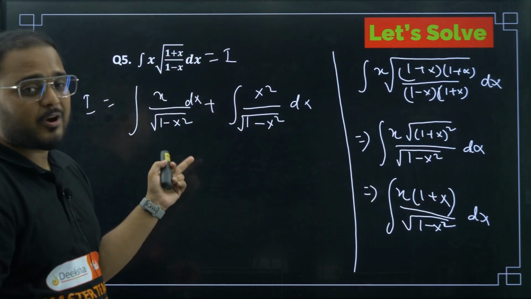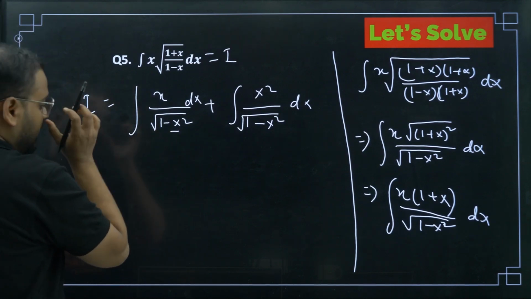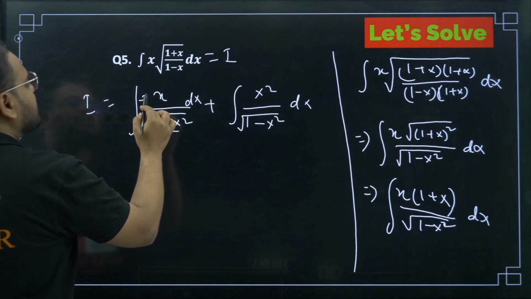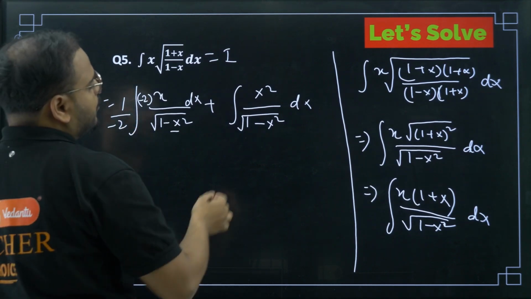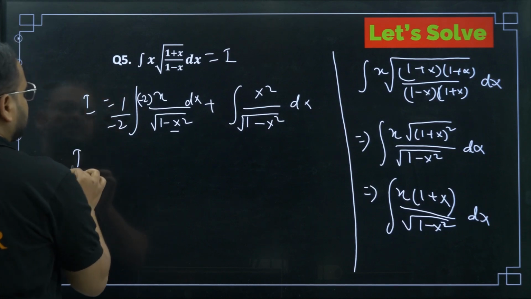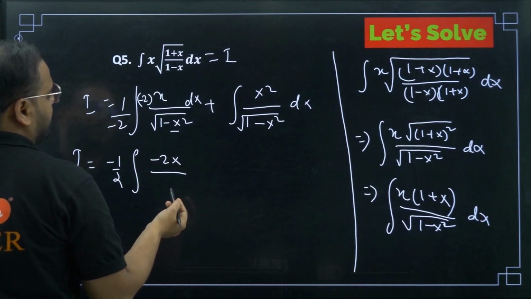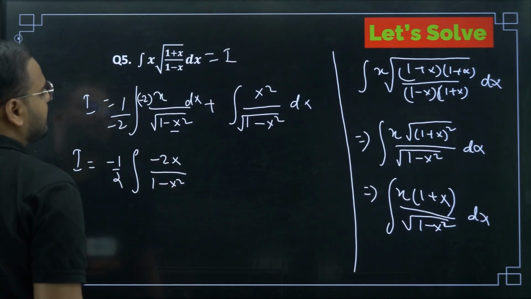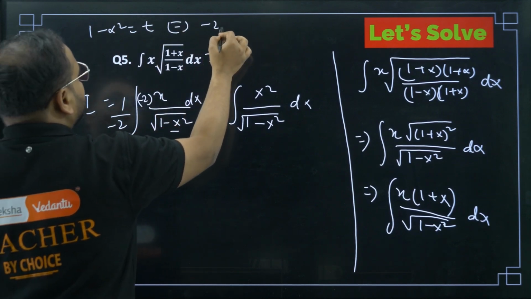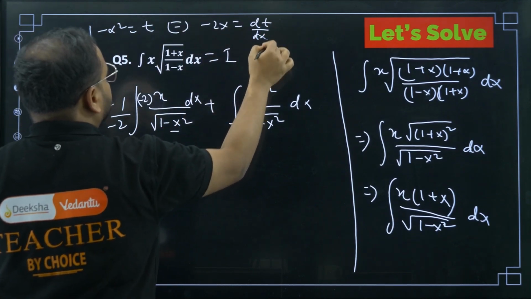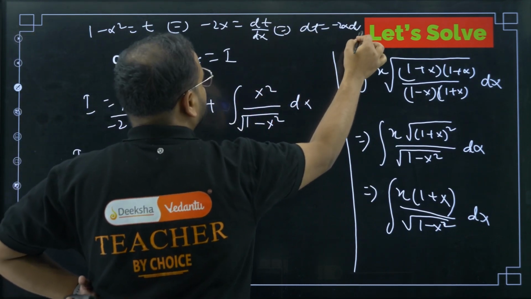Now I have to make modifications for the integration. I can see here minus x square is there. So I'll multiply this with minus 2 and over here also I keep minus 2. I'll write it as I equals minus 1 by 2 integration of minus 2x upon 1 minus x square, right? I can write this 1 minus x square as t. Differentiate, what am I going to get? Minus 2x equals dt by dx, or not? So dt equals simply minus 2x dx, or not?